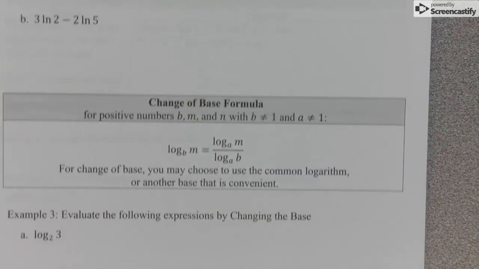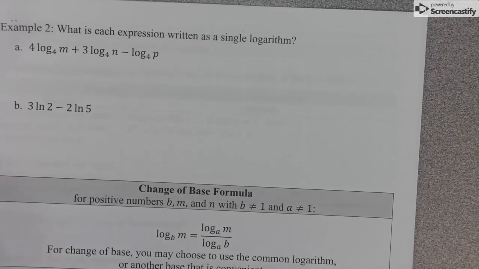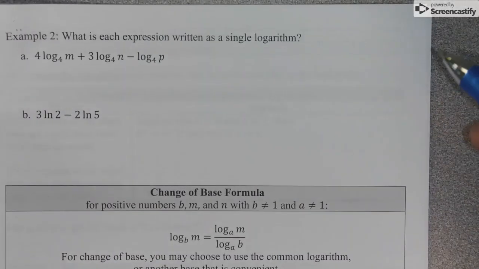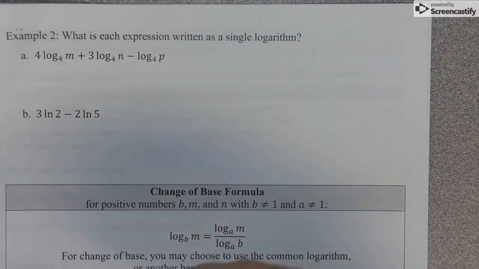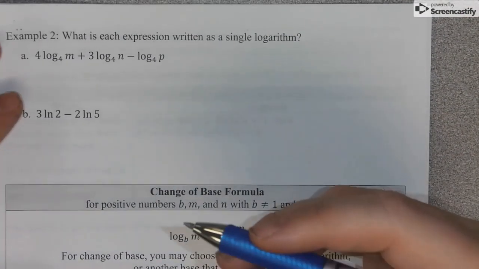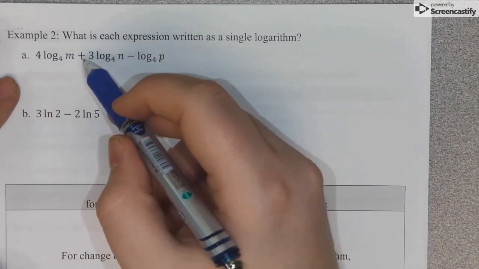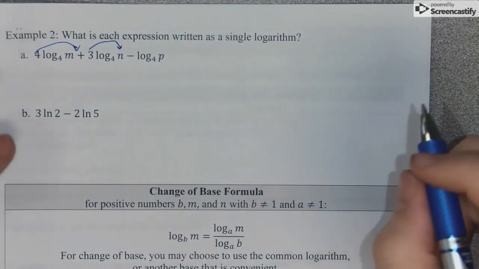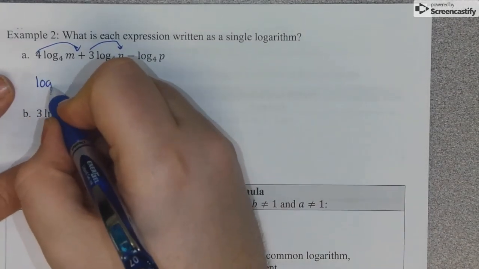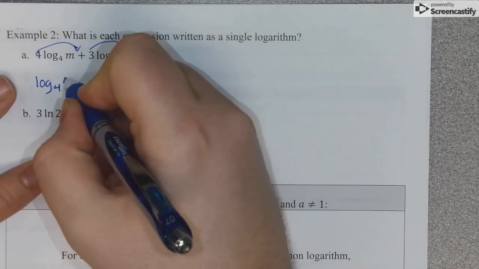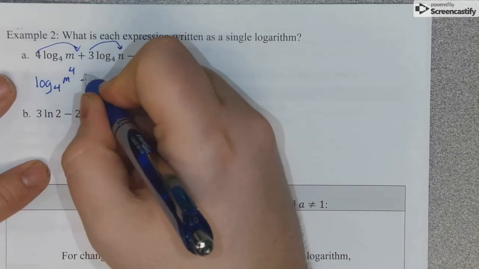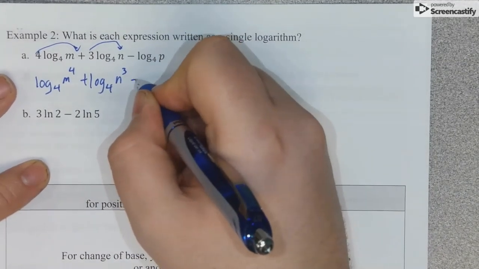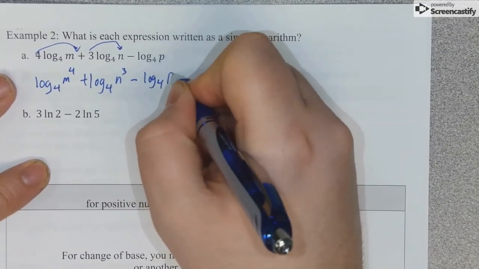The next example. Write each expression as a single logarithm. So you're going to need to use your properties of logarithms that we just looked at on that first page. First I see numbers out front, so I'm going to rewrite them as exponents. So now I'm going the other way around. So now I'm going log base 4 of m to the power of 4 plus log base 4 of n to the power of 3 minus log base 4 of p.